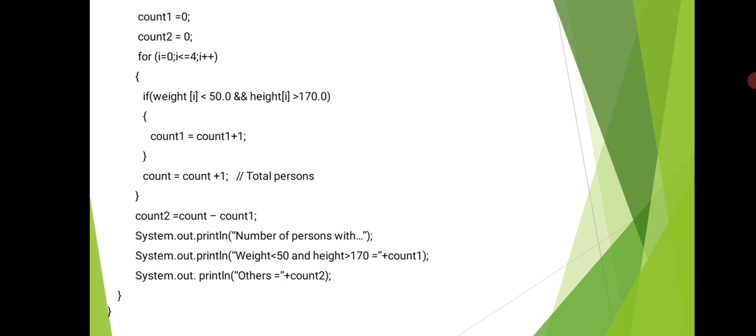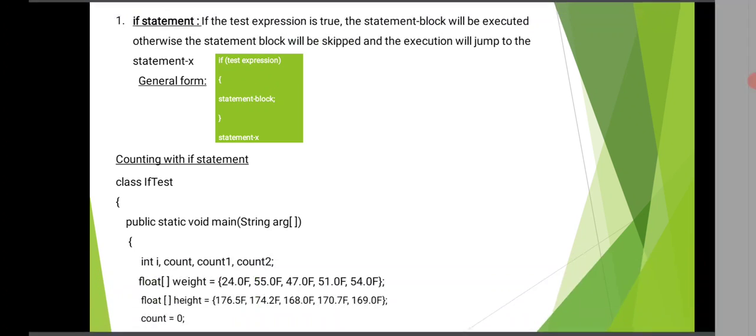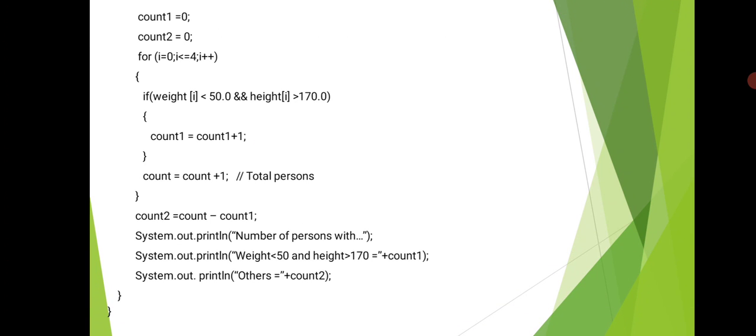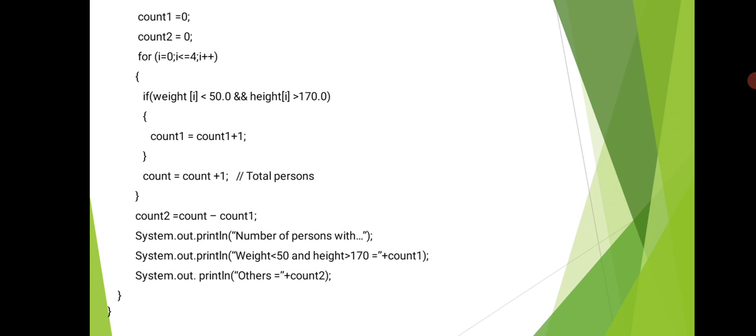Then it will check for the other condition: weight of 1, that is 55.0, is less than 50, it checks. Likewise height of 1 is greater than 170, it checks. Height of 1, that is 174, is greater than 170. The first condition became false because 55 is less than 50 is false, but the second condition became true. When one condition is false and the other true, what happens? The AND gate gives false.